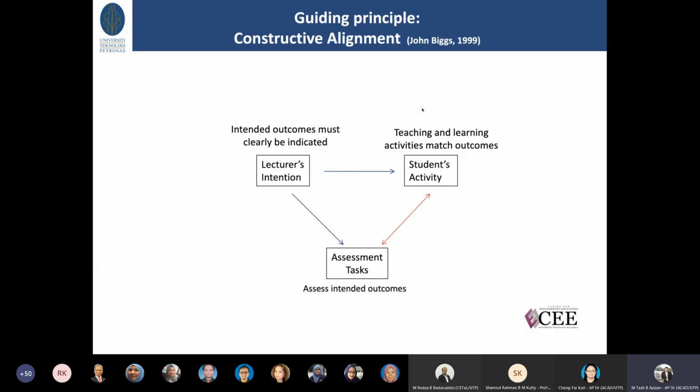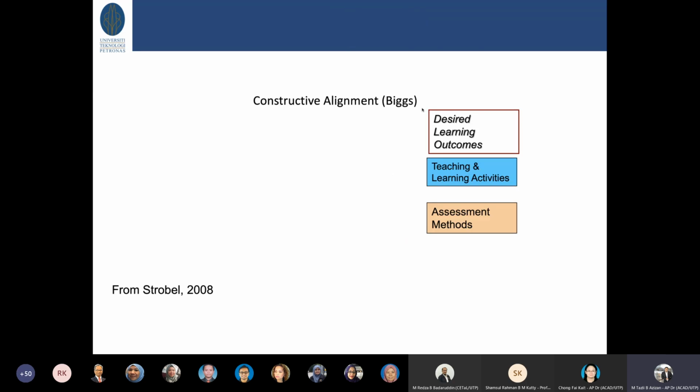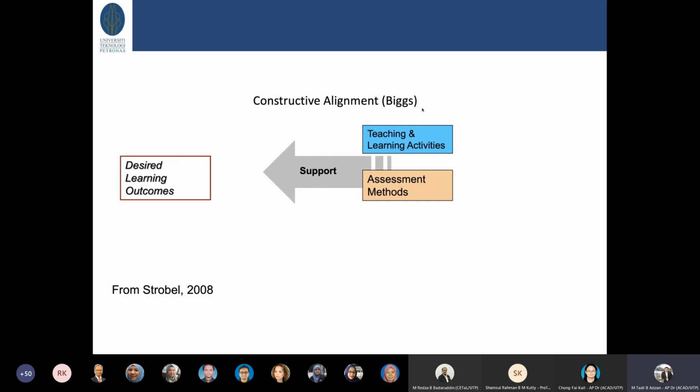And then we also need to think about constructive alignment, to make sure that whatever instruction we give is aligned with the assessments that we want to measure, and is aligned to our intended outcomes. So what do we want our students to achieve by the end? By doing constructive alignment, by making sure that our teaching and learning activities are aligned with our assessment methods, that will ensure that we get the desired learning outcomes. Whatever approach, whatever method we use, we want to make sure that finally our desired learning outcomes are achieved.